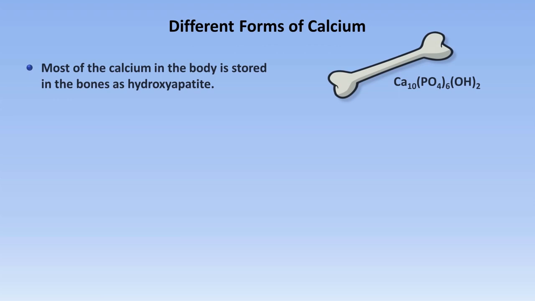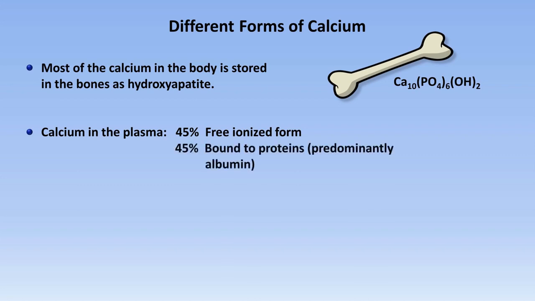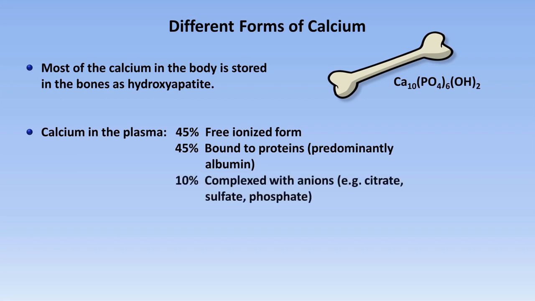Within the body, there are different forms of calcium. At any given time, the vast majority of calcium is stored in the bones as a mineral called hydroxyapatite, which has the chemical formula to the right. The small minority of calcium in the plasma exists in three forms. Approximately 45% is in the free ionized form. Another 45% is bound to proteins, predominantly albumin. The remaining 10% is complexed with circulating anions such as citrate, sulfate, and phosphate.